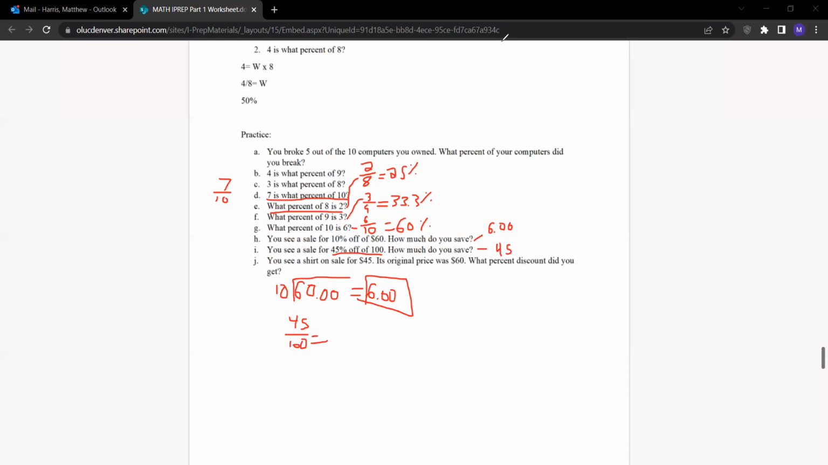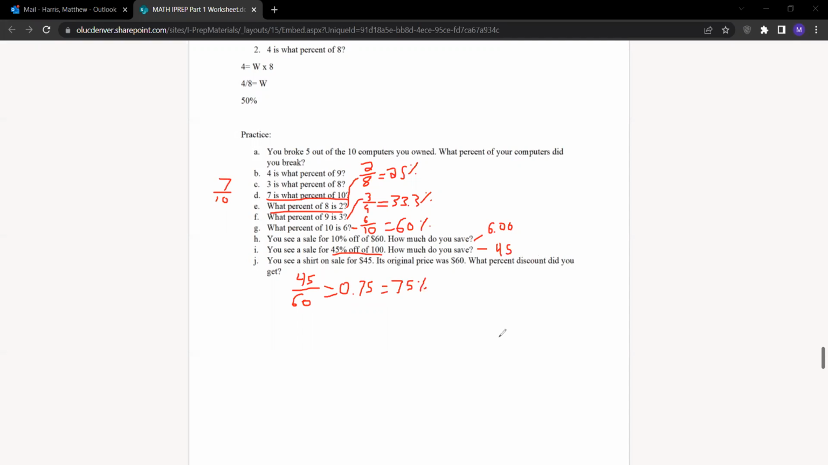And finally, you see a shirt on sale for $45. Its original price was $60. What percent discount did you get? So there's a couple ways you can solve this. First, I'm going to do 45, which is the price you paid, and 60, which is the original price. Right? So when we do 45 divided by 60, you get 75%, 0.75 or 75%.